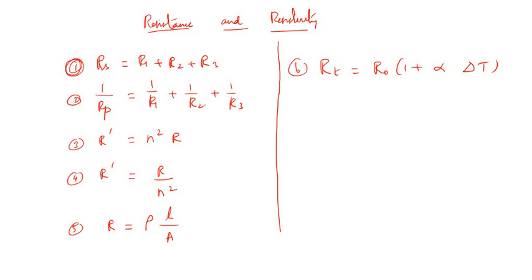R equal to rho into L by A. R is resistance, rho is resistivity, L is length of the conductor, A is cross sectional area. And RT equal to R naught into 1 plus alpha into delta T, that is how resistance changes with respect to temperature. RT is resistance at high temperature, R naught is resistance at low temperature, alpha is a constant, and delta T is a change in temperature.